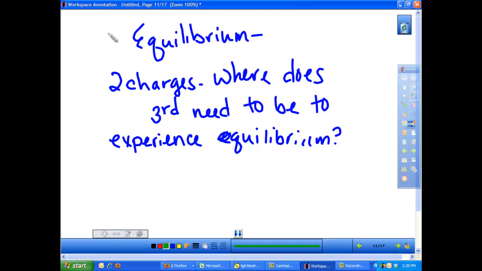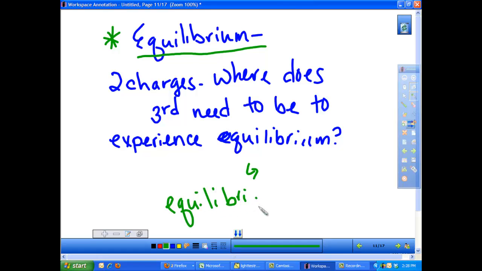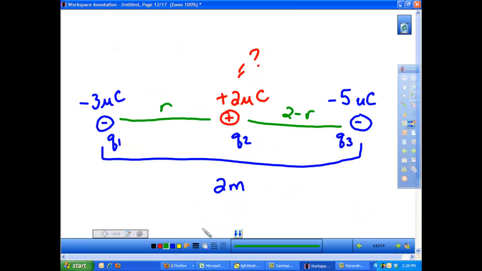Alright, the next example problem I want to talk about is what you do when you are trying to make charges cancel each other out. So let's say, for example, you have two charges sitting in a line. Where does the third one need to be in order to experience equilibrium? Remember, equilibrium means you are experiencing no net force, or all the forces acting on you are 0.